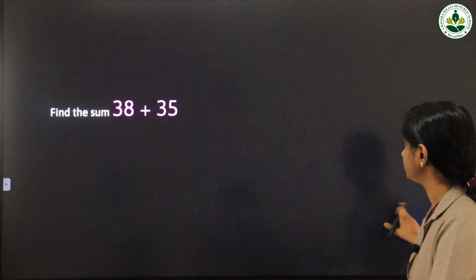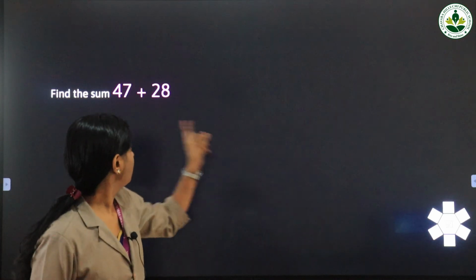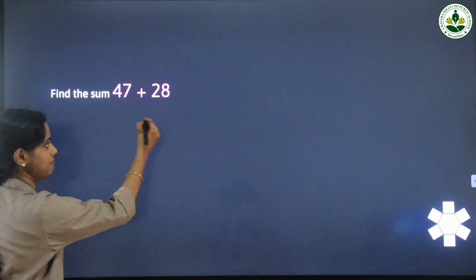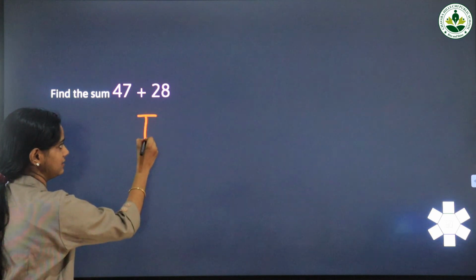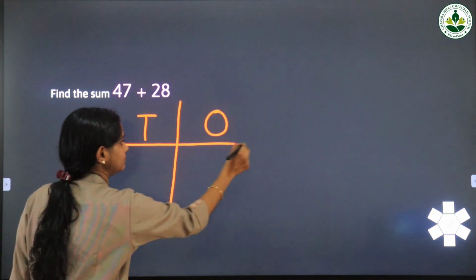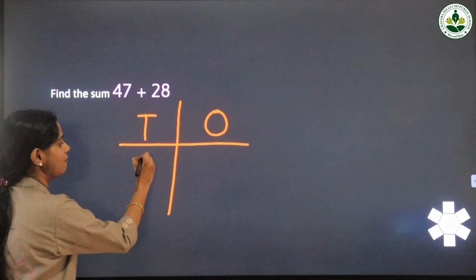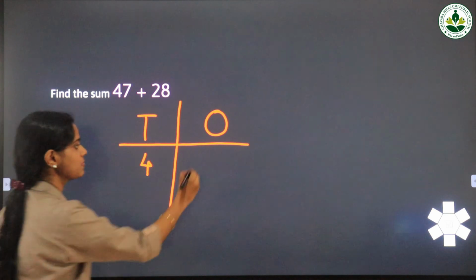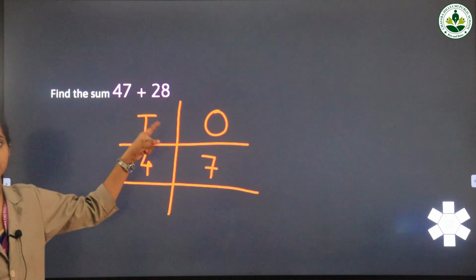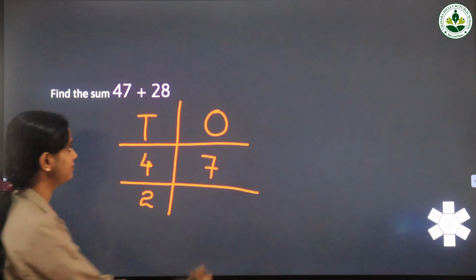Another example. Find the sum 47 plus 28. First we place these numbers in the place value chart. Tens column and ones column. Okay. 47 has how many tens and how many ones? 4 tens and 7 ones. And the number 28 has 2 tens and 8 ones.